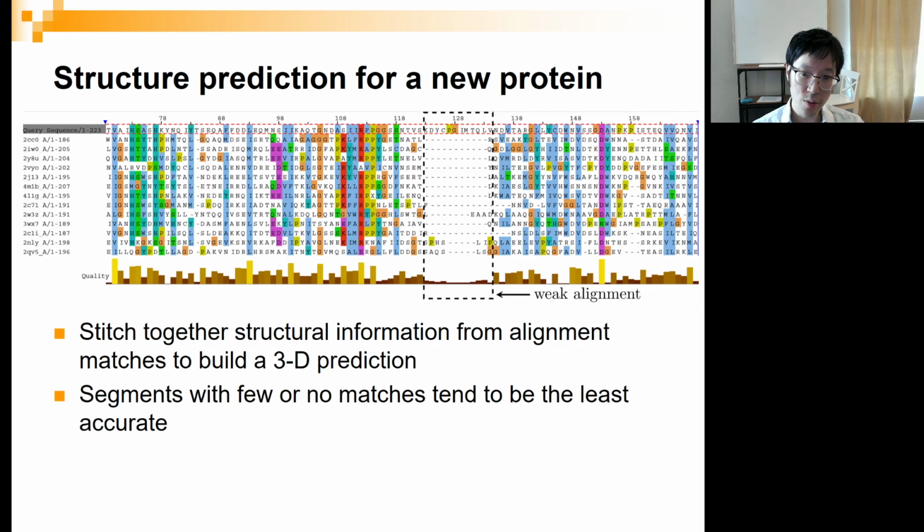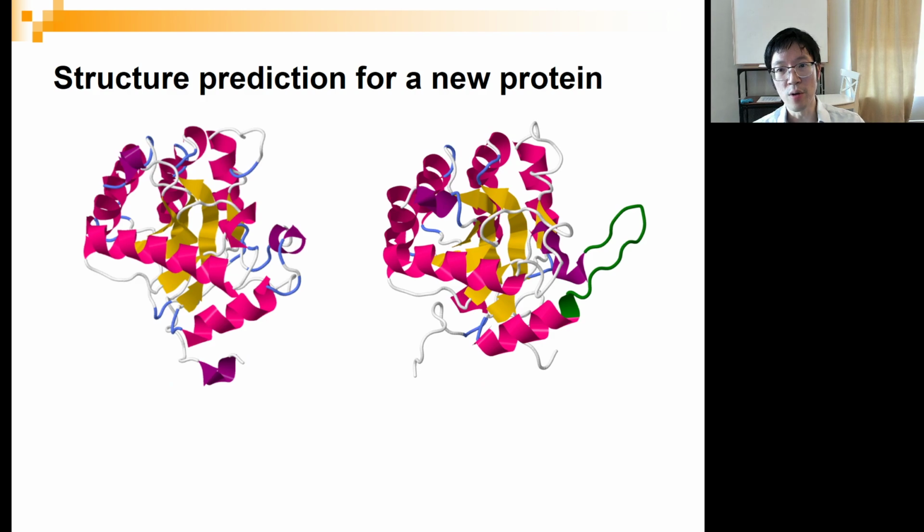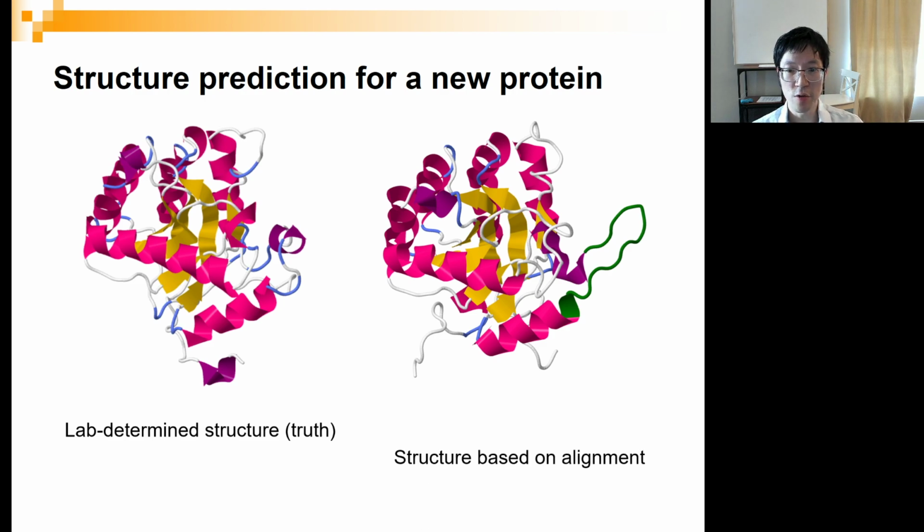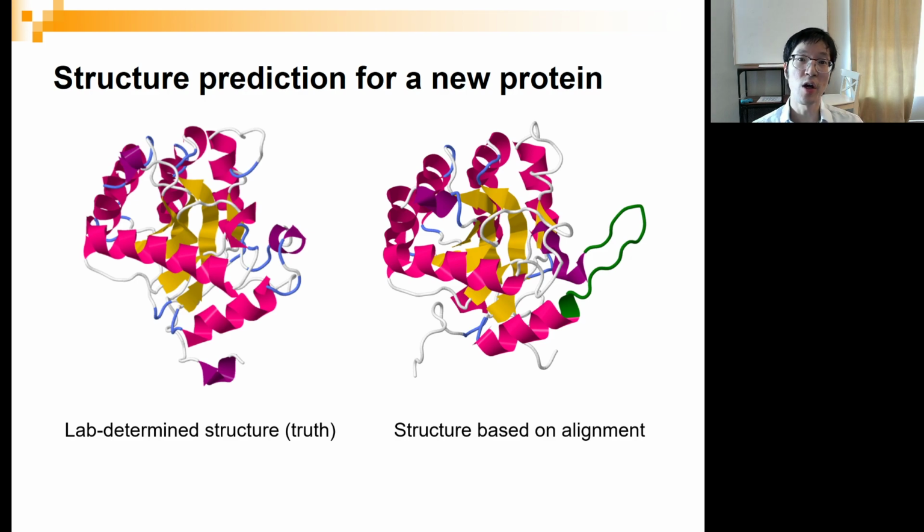Now, not surprisingly, parts of the structure where there is not very much alignment information to help inform tend to be the least accurate. In that particular example, here are the two structures. On the left is the true lab-determined structure that was later determined by crystallography, and on the right was the 3D structure that researchers were able to build based on sequence alignments and stitching together a structure.